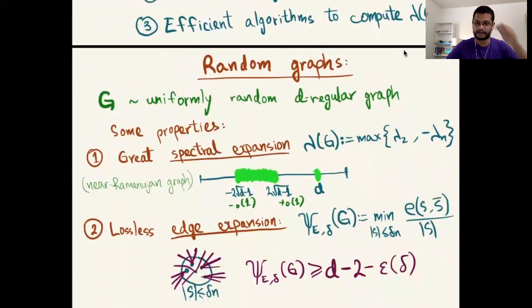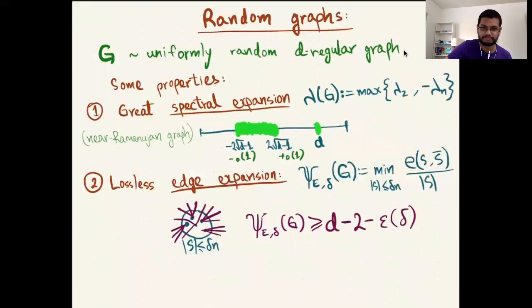Now, to see what a typical graph satisfies in terms of spectral expansion, as well as other forms of expansion that we will be interested in this talk, let G be a uniformly random d-regular graph. Some properties include, number one, the graph has great spectral expansion. In particular, a random graph is near Ramanujan with high probability. That is, except for the trivial eigenvalue at d, all other eigenvalues are almost in this Ramanujan interval. They almost meet the Alon-Boppana bound.